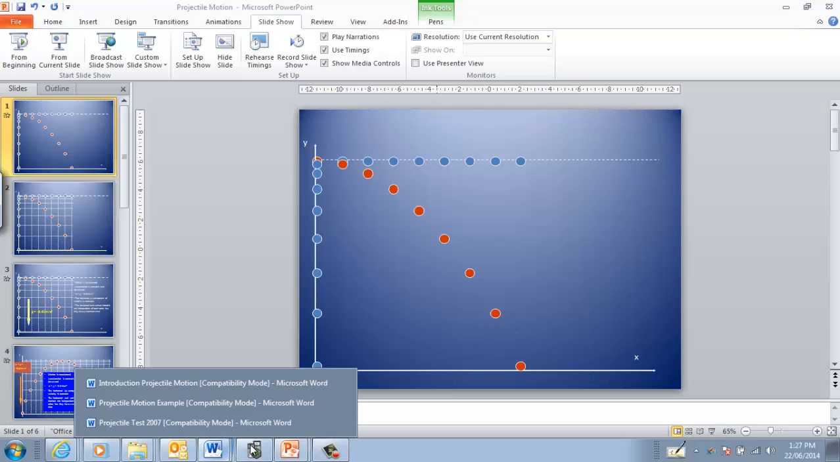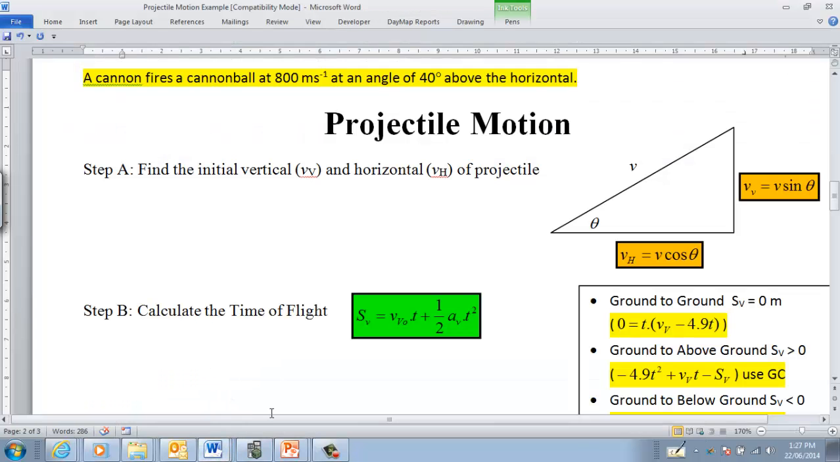Now, I want to go through a question with you that basically goes through the steps that you'll need to know. And I'll give you a copy of this sheet. This is basically everything that you would need to be able to do for projectile motion. So the first thing here is a cannon fires a cannonball at 800 meters per second at an angle of 40 degrees above the ground.